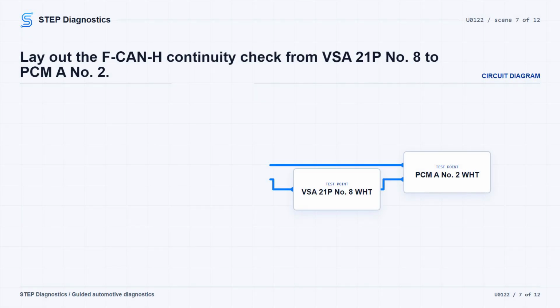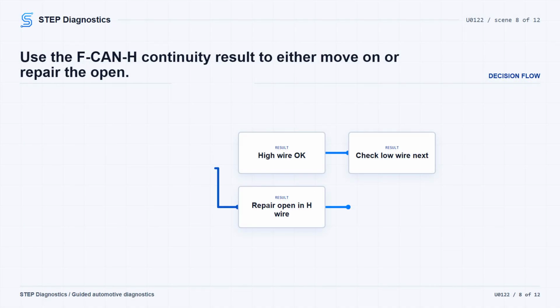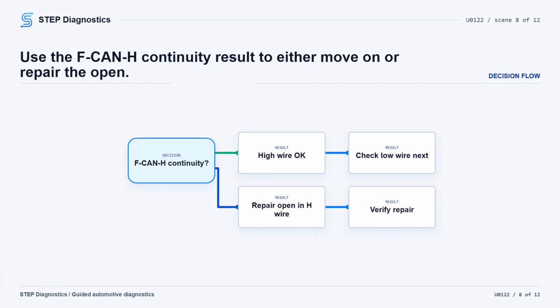For the high side network wire, turn the ignition switch to lock 0 or select OFF mode. Jump the SCS line with the HDS. Disconnect PCM connector A51P and disconnect the VSA Modulator-Control unit connector used for this test. The continuity check is on the FCAN-H circuit from the VSA Modulator-Control unit 21P connector No. 8 WHT to PCM connector A51P No. 2 WHT. If there is continuity, the FCAN-H wire is okay and you move to the low side wire.